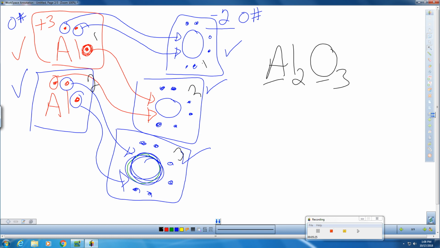If we are going to write this formula, again, the positive always comes first. Aluminum is always going to come first, and we never change that name. And then the second one is going to be the nonmetal, or the negative one, and we drop the ending, and we add the IDE ending to it. So this is aluminum oxide.